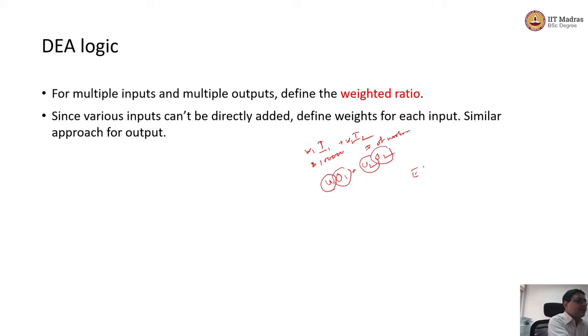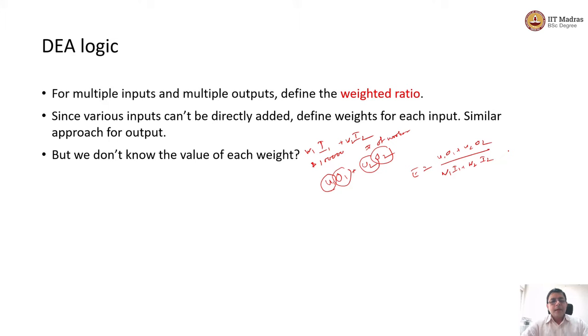And then the efficiency is going to be weighted output, which is U1O1 plus U2O2, divided by weighted input, which is W1I1 plus W2I2, right? So the ratio is only going to be a weighted ratio. But we don't know these weights. How do you decide the sales have to be multiplied by U1, right? That's the output. Sales is the output. Now I have multiplied sales with an output weight of U1. What is the value of U1?